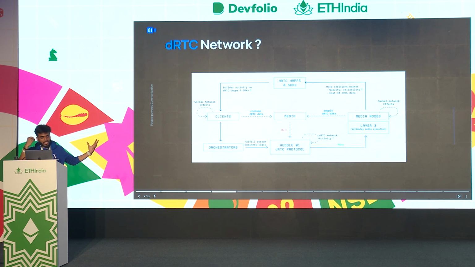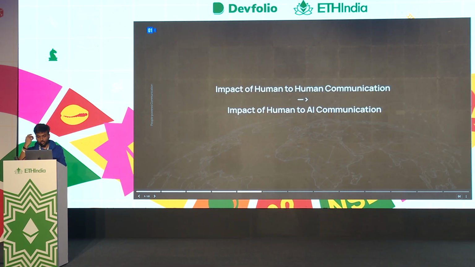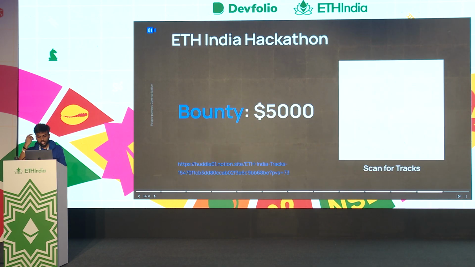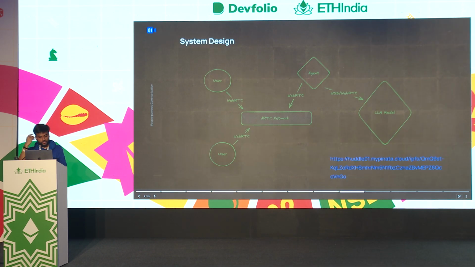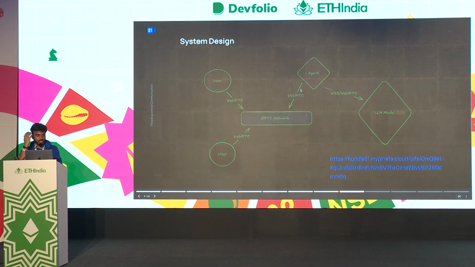I will not go into much detail. There's a white paper which you can read. I don't have it here, but I will share the QR which you can scan, and it's also on our website, which goes into much more detail about how the DRTC network works. But the workshop is about AI agents, so I just want to go into a little bit of depth about how these agents work.